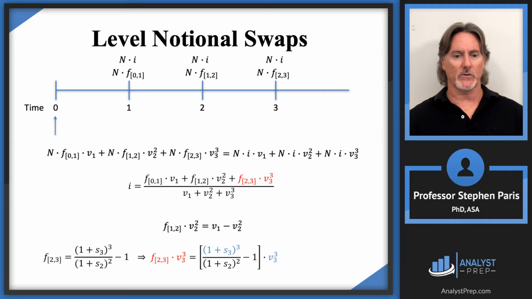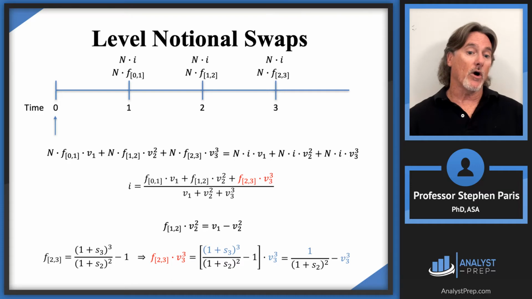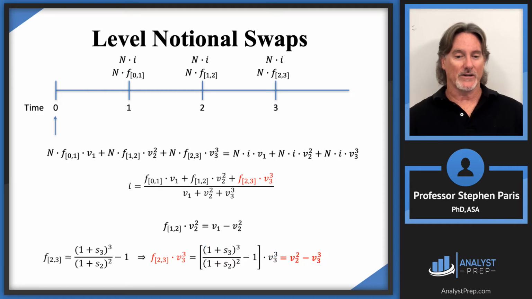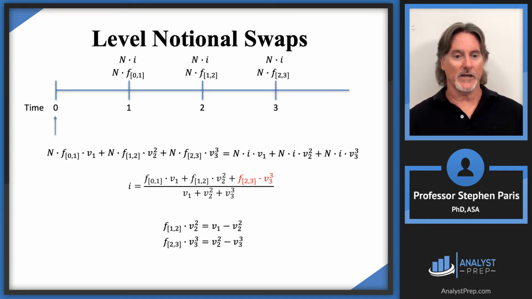So when I multiply those together after distributing the v sub 3 cubed across the brackets, I just get a 1. So I get a 1 over 1 plus s sub 2 squared. But that's my first term. The 1 over 1 plus s sub 2 squared is nothing but v sub 2 squared. So I just get v sub 2 squared minus v sub 3 cubed as the expression for that product. So let me, again, clean it up. So now I think you can kind of see what the pattern would be here.